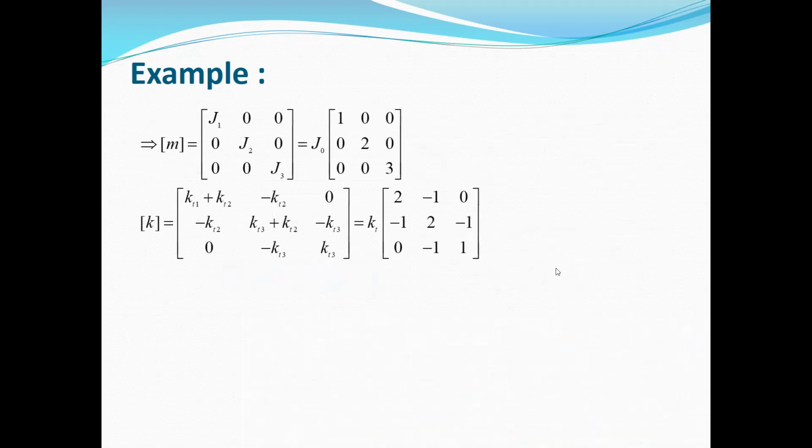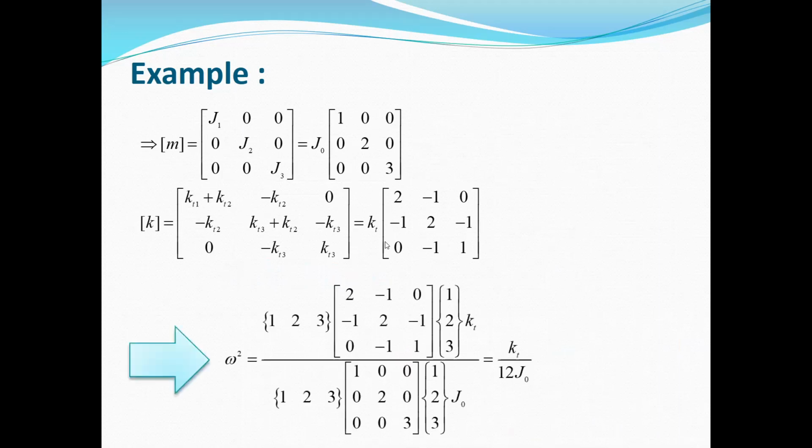If you write it in matrix form and substitute from the problem description for J1, J2, J3, KT1, KT2, and KT3, you can extract these two matrices. By using the initial assumption for the mode shape, which is this vector, and substituting into the equation, you can obtain the natural frequency as a function of KT and J naught. Of course, this is a simple example.